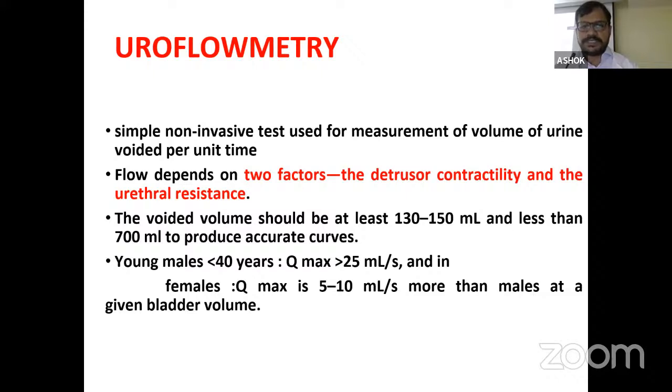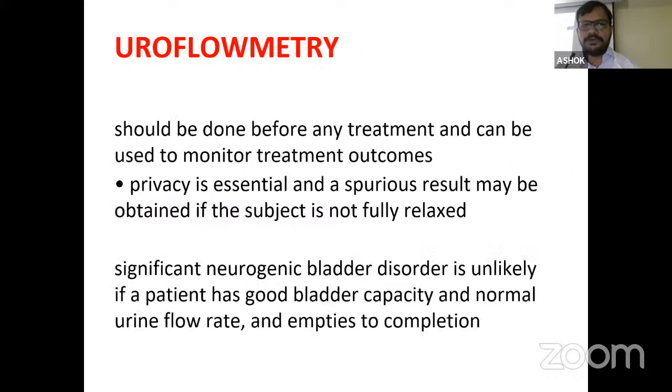Normal Qmax in young males less than 40 years is more than 25 ml per second, and in females Qmax should be 5 to 10 ml per second more than males at the given bladder volume. Uroflowmetry should be done before any treatment and can be used to monitor treatment outcome. Privacy is essential and a spurious result may be obtained if the subject is not fully relaxed.